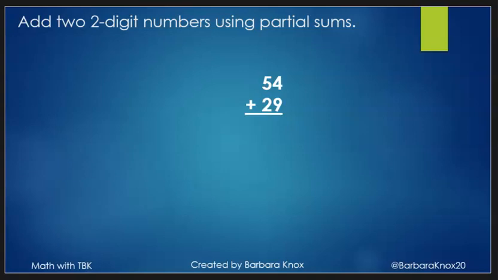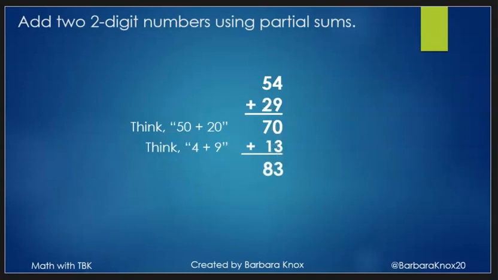With the partial sum strategy, students mentally add the tens and ones. Students think about the values of the digits and then add the values for each place value together. In the example shown, a student would think 50 plus 20 is equal to 70 and record the 70. When adding the ones, the student thinks 4 plus 9 is equal to 13 and records the 13. Finally, students add all of the partial sums together to find the total sum of 83.